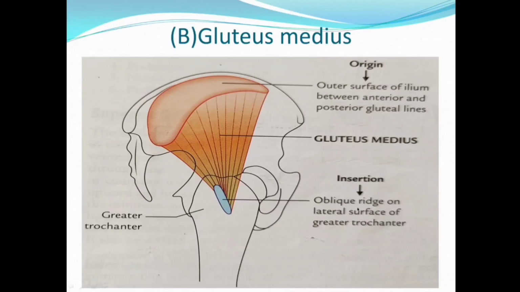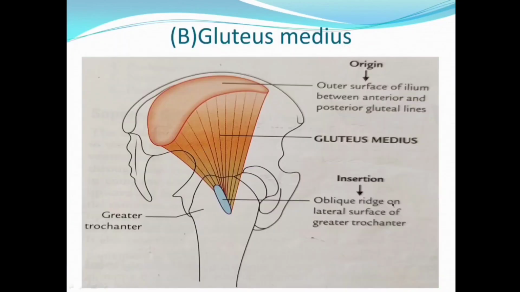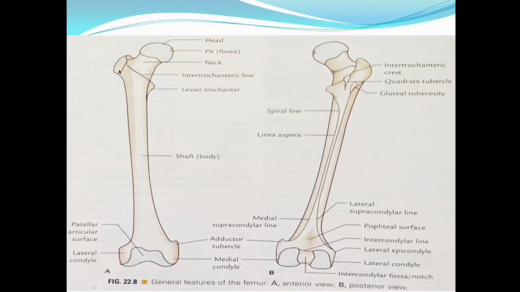Then it inserts into the oblique ridge on the lateral surface of the greater trochanter. This is the greater trochanter. This is the anterior view of the femur and this is the posterior view of the femur. So it gets inserted into the oblique ridge on the lateral surface of the greater trochanter. This is the greater trochanter and this is the lesser trochanter.